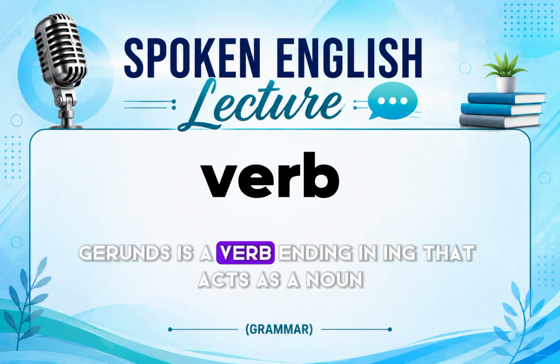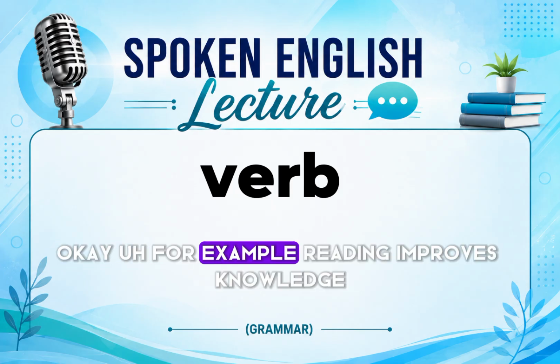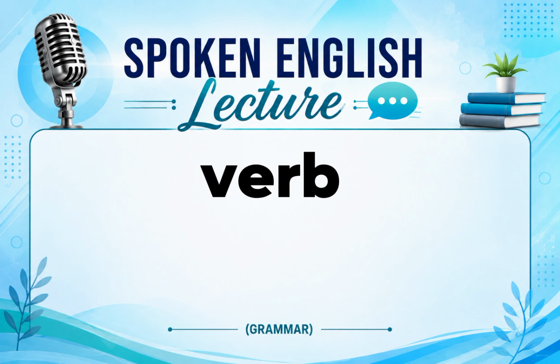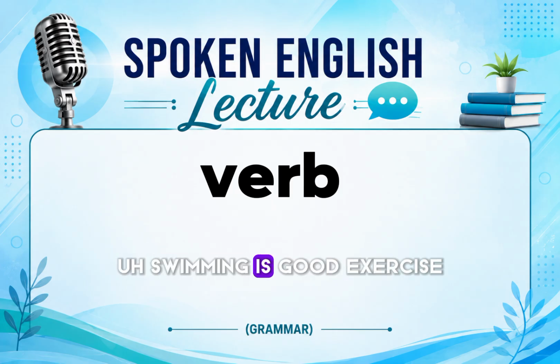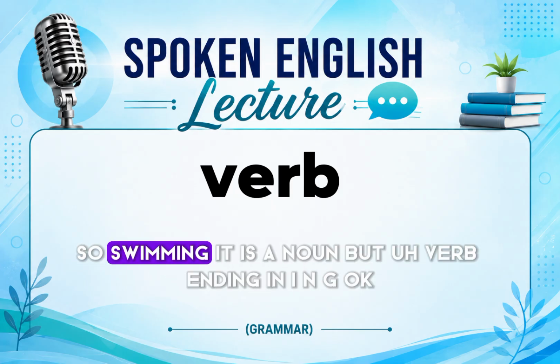The other main concept in this type of verb is gerunds. A gerund is a verb ending in ing that acts as a noun. For example, reading improves knowledge. Reading acts as a noun, but it seems like a verb. Swimming is good exercise. So swimming is a noun, but a verb ending in ing.